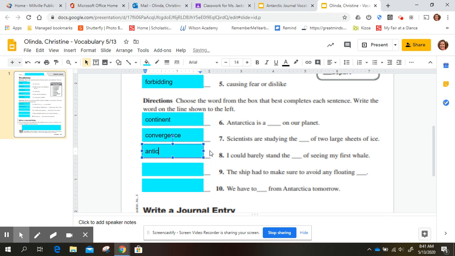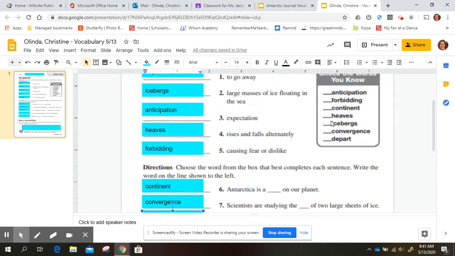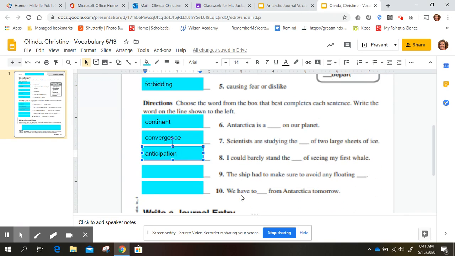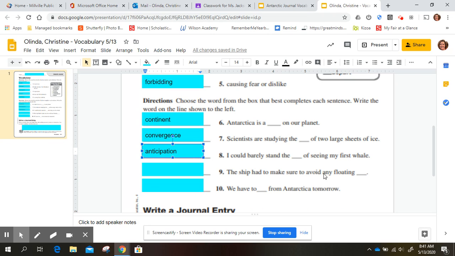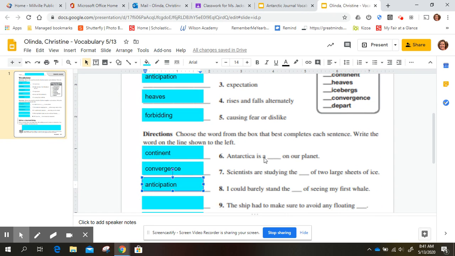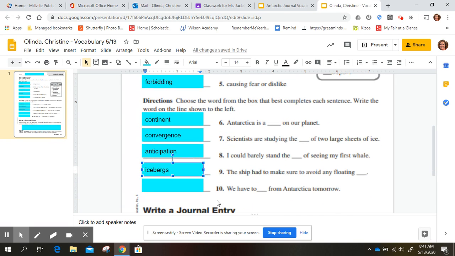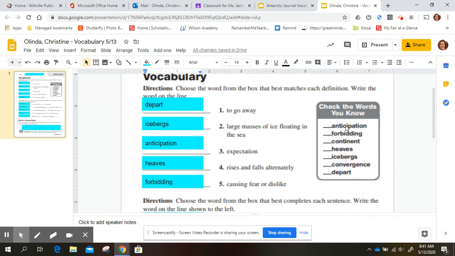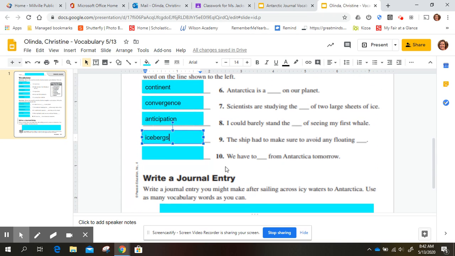And it's okay that we're using the words again, because there are 10 questions and I believe only 7 words. Number 9, the ship had to make sure to avoid any floating. Well, the only thing that could be floating here would be icebergs. And number 10, we have to blank from Antarctica tomorrow. And I'm thinking the word is leave, and the one that means leave would be depart.